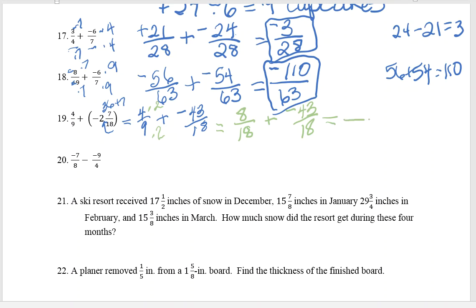Since the bottoms match, I'm going to put them together. The bottom doesn't change, it's like the name of the fraction. I have 8, but I owe 43. 43 is definitely more, so my answer is negative because I owe more.